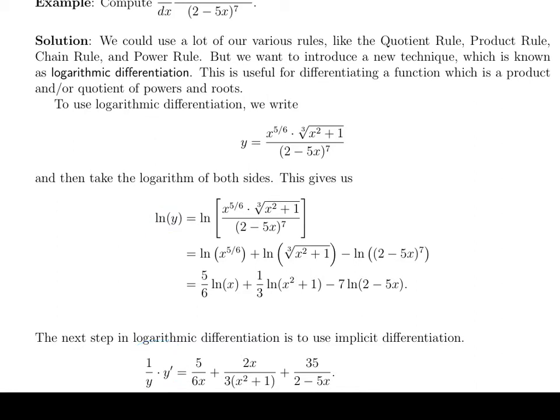Now on the right-hand side, all of these simplified expressions allow us to much more easily take a derivative. So for instance, 5/6 log x turns into 5 over 6x because the derivative of log x is just 1 over x. Okay, now let's look at the second one a little more carefully. If we're going to do the derivative of 1/3 log of x squared plus 1, remember what the derivative of log of x squared plus 1 is. It's 1 over x squared plus 1. But then we also have to multiply by the derivative of the inside, and that's where you see the 2x.